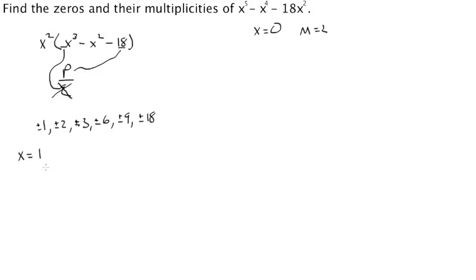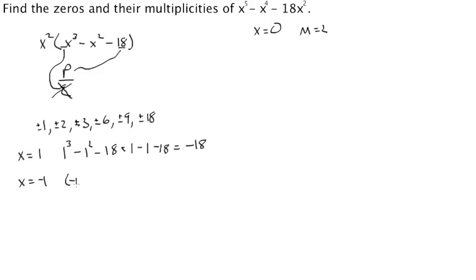Let's take a look at what x equals 1 and x equals negative 1 look like. Remember from what we talked about last time, if this is a zero, then x minus 1 is a factor of this, and vice versa. So let's just plug in x equals 1 to see if this equals 0. So 1 cubed minus 1 squared minus 18, so that's going to be 1 minus 1 minus 18. Yeah, that's not going to be 0. That's going to be negative 18.